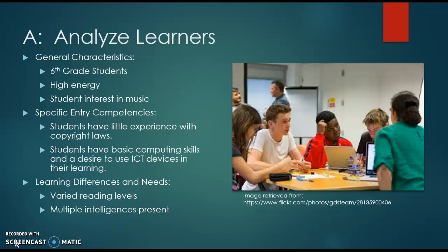The group is a diverse group of learners. With the knowledge that they are high energy, strategies will need to be employed to ensure engagement in the lesson. There's also a varied reading level in the group, which spans from 3rd grade to 9th grade abilities. Multiple intelligences are present in the group of students. These intelligences include verbal linguistic, logical mathematical, visual spatial, body kinesthetic, musical, and interpersonal intrapersonal. The multiple intelligences and varied reading abilities will be addressed in our lesson.